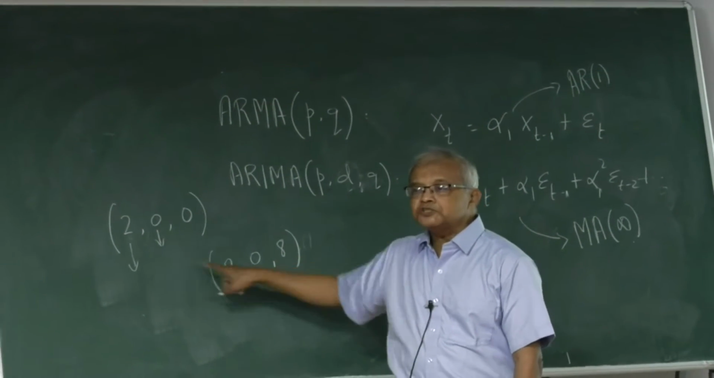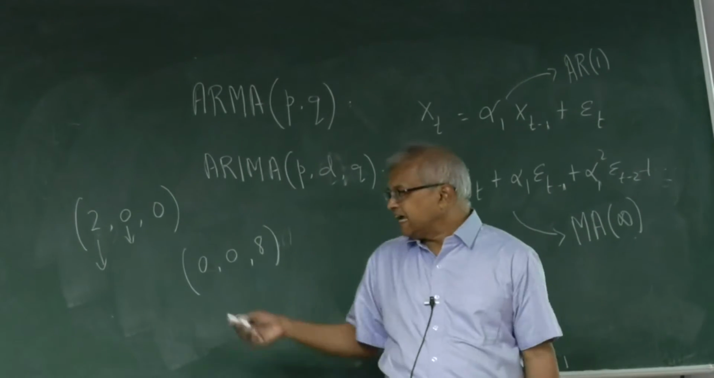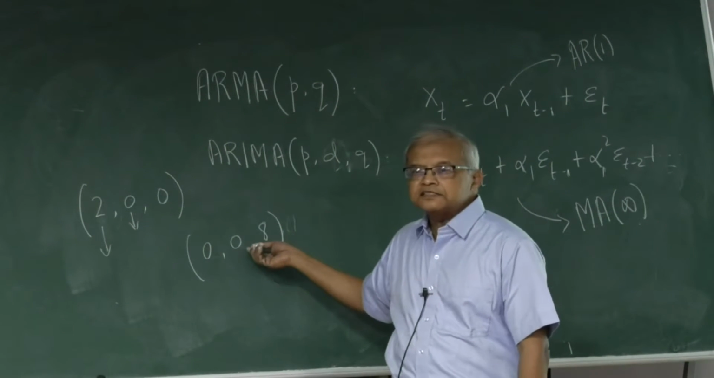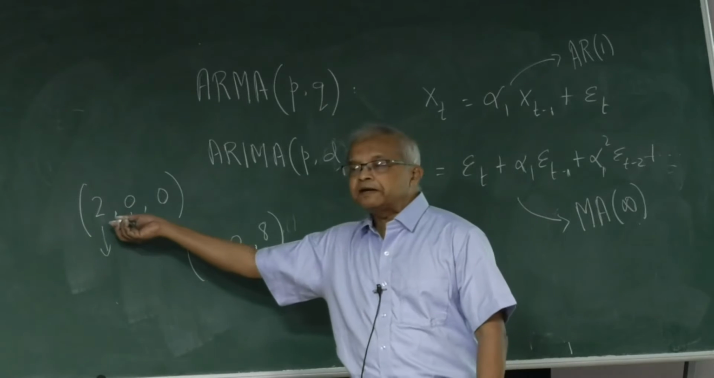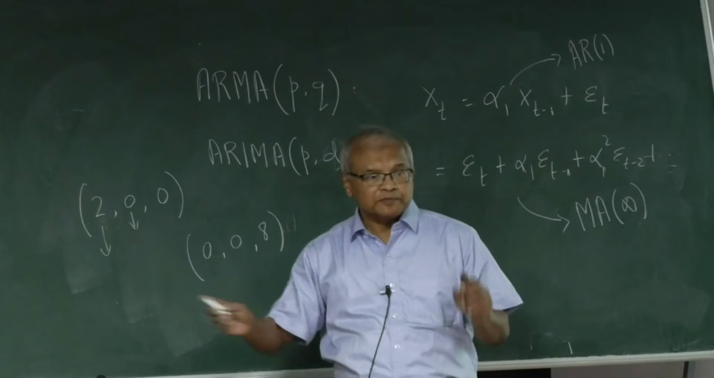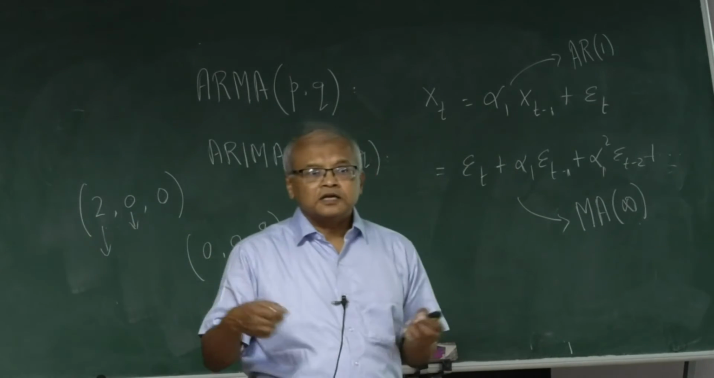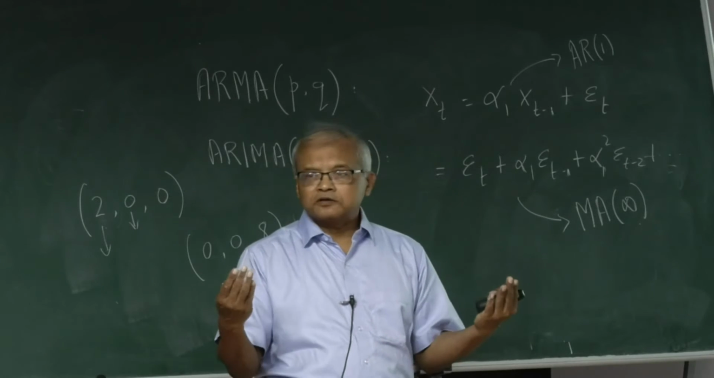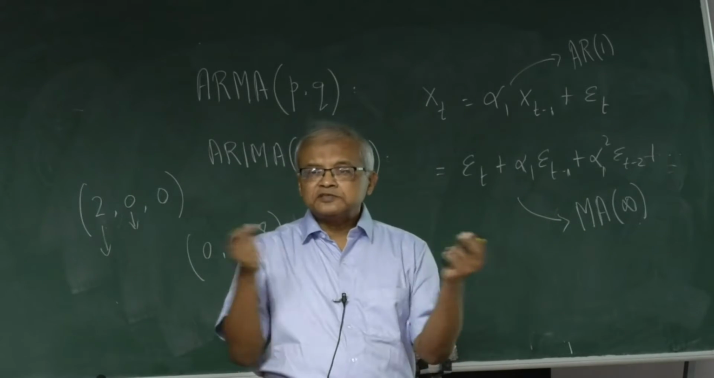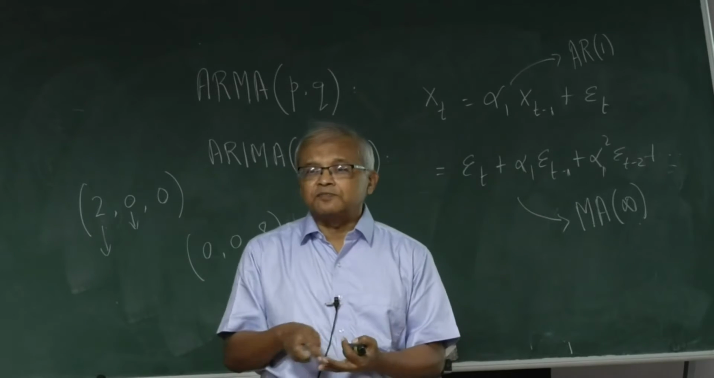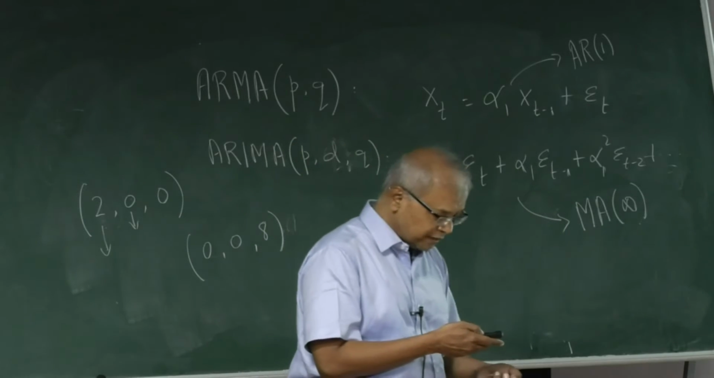Okay, but the results would be very close to each other because 8 is large. It's not infinite, but it's large enough. So this might be a good approximation for this. So remember that when you choose models, alternative models will show up, and you'll have to choose the one which is parsimonious, with the smallest number of parameters involved. Okay.